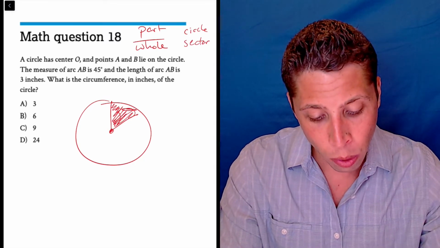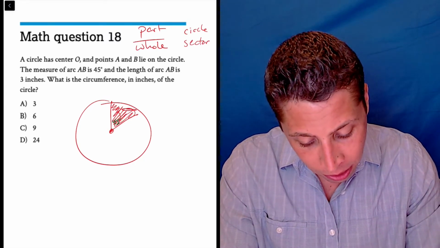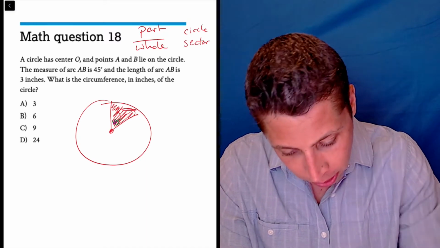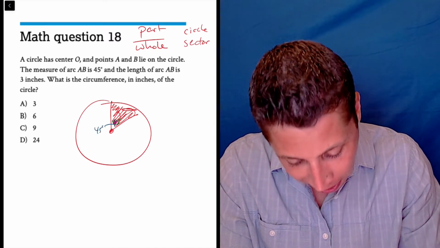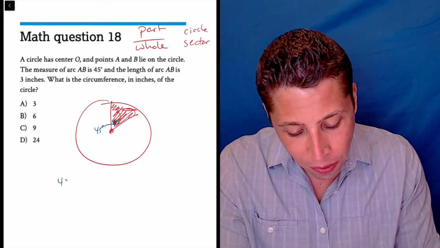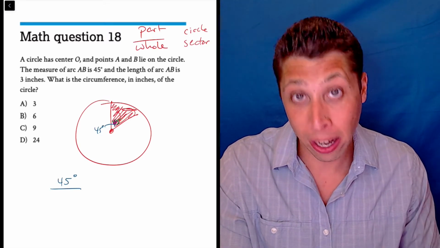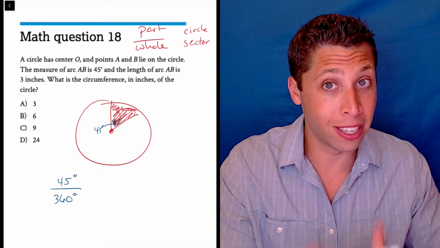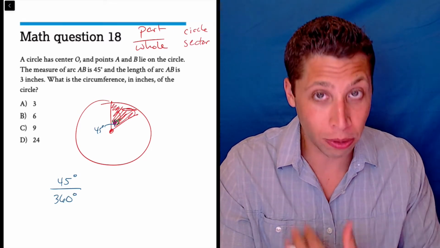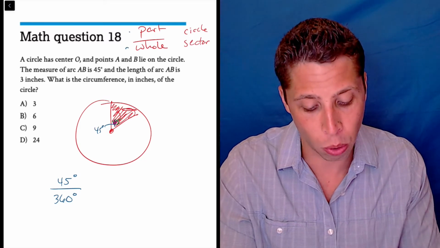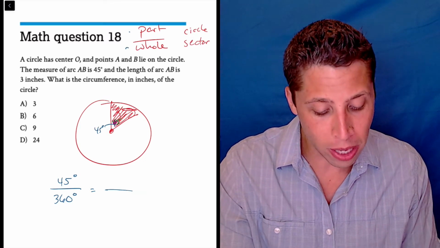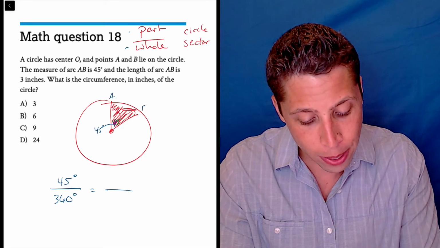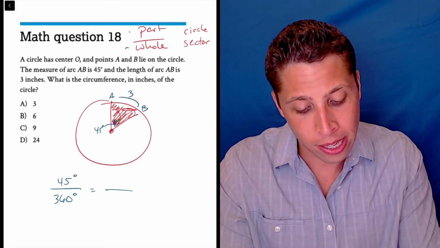So what we know is that this angle here is 45. Ooh, that doesn't show up good at all. This right here is 45, there we go. So that 45 is the part that we care about. The 360 degrees in a circle is consistent. That is always the whole number of degrees in the circle. So there's my part, there's my whole. And we're gonna set this equal to another kind of understanding of what's going on. The arc length of AB, so that's this outside, is 3 inches.